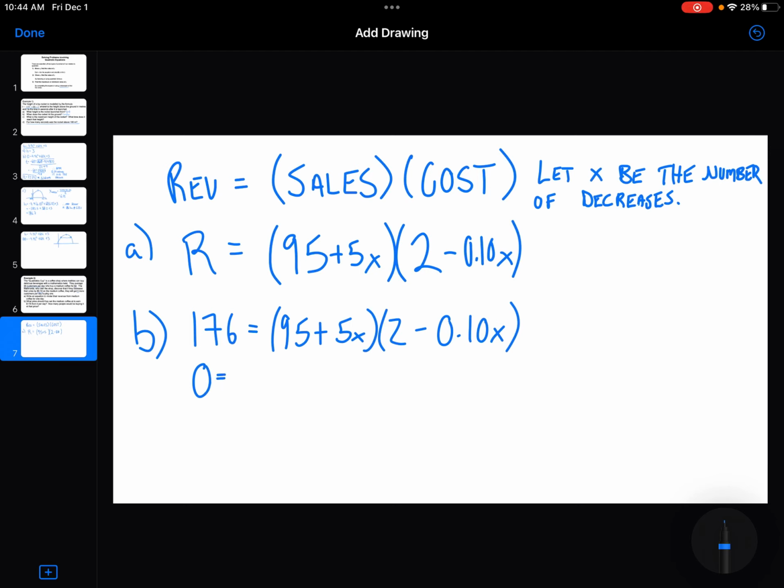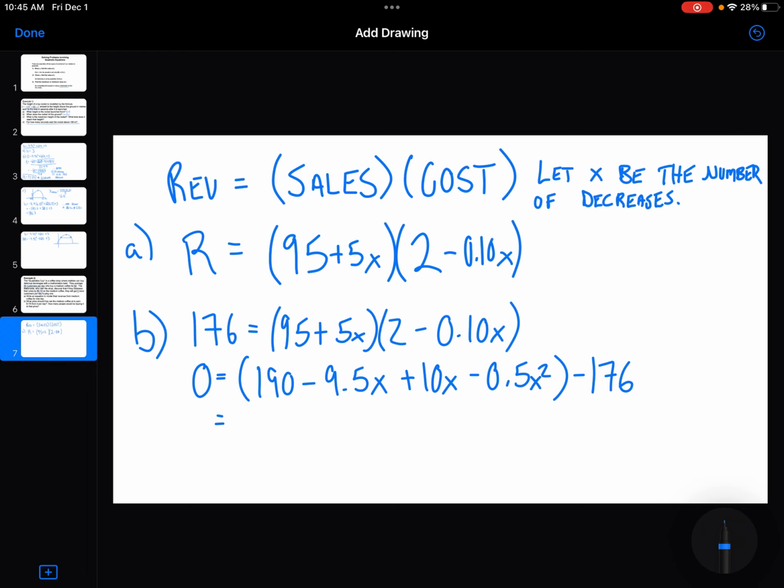So we're going to have 0 equals. I'm going to expand the brackets and just write it into a bracket here. So we've got 190. And then we're going to have minus 9.5x. 95 times 0.1 is 9.5. Plus 10x. 5 times 2 is 10. I'm just doing FOIL here. And then 5 times 0.1 is going to give me 0.5. And we're minusing 0.5x squared. And then from all of that, I'm subtracting 176 because I brought the 176 over.